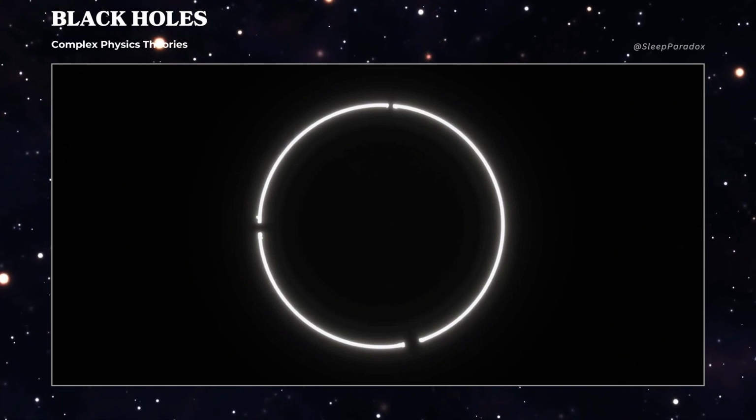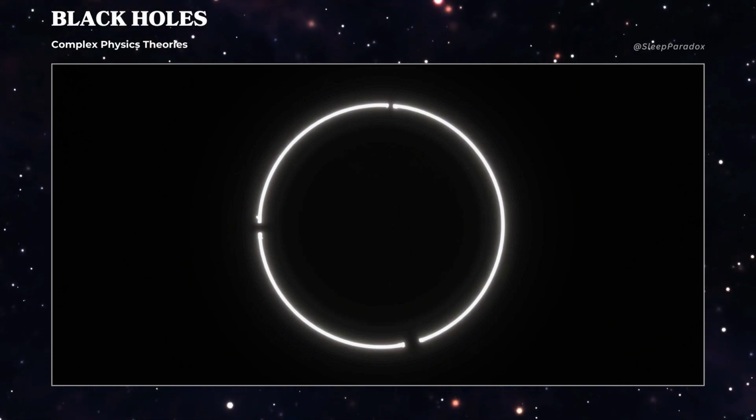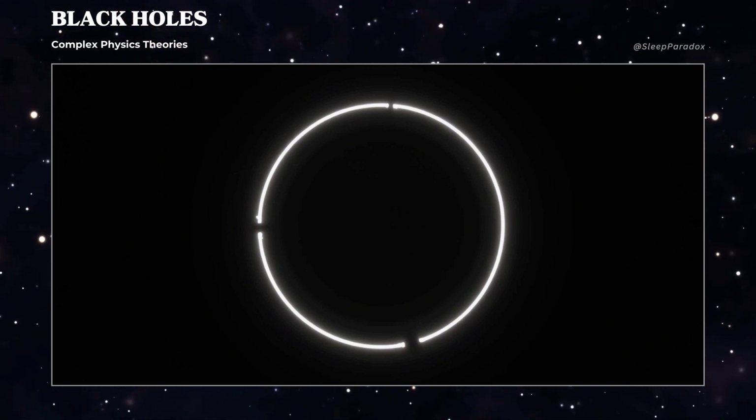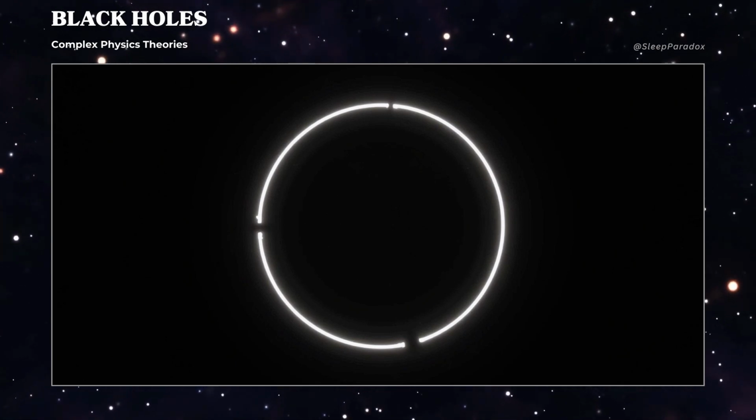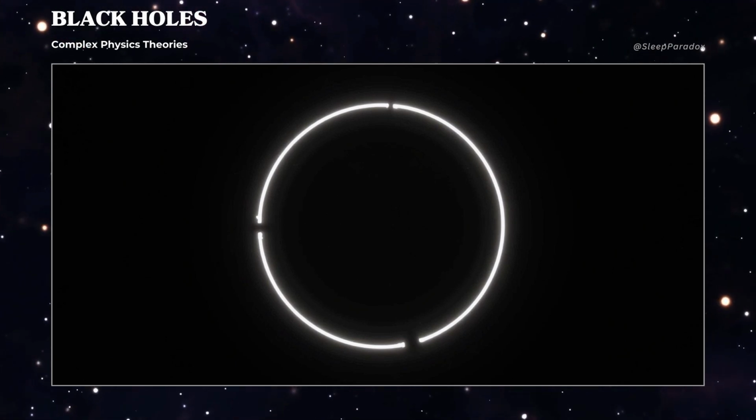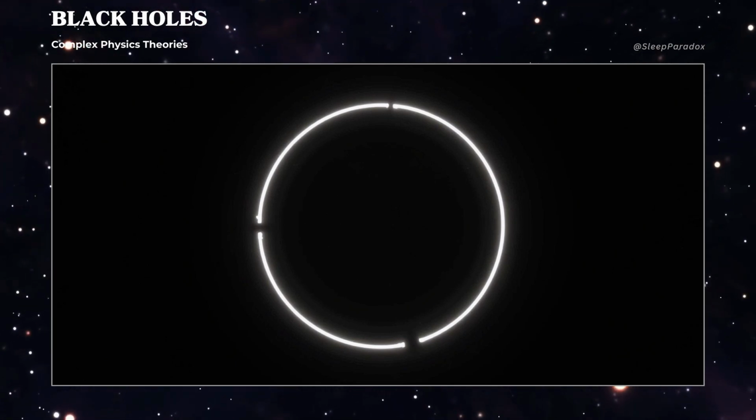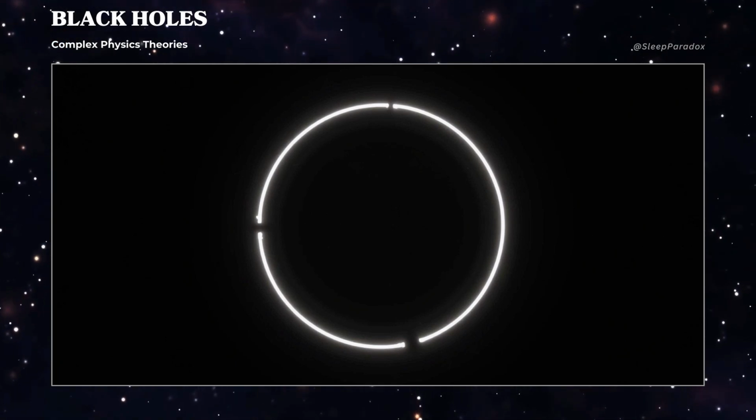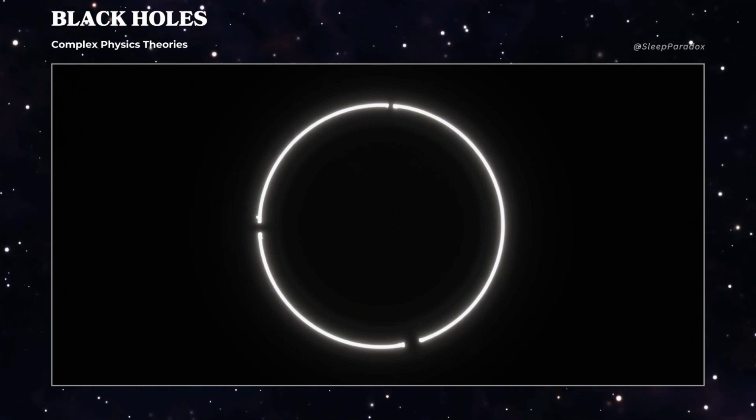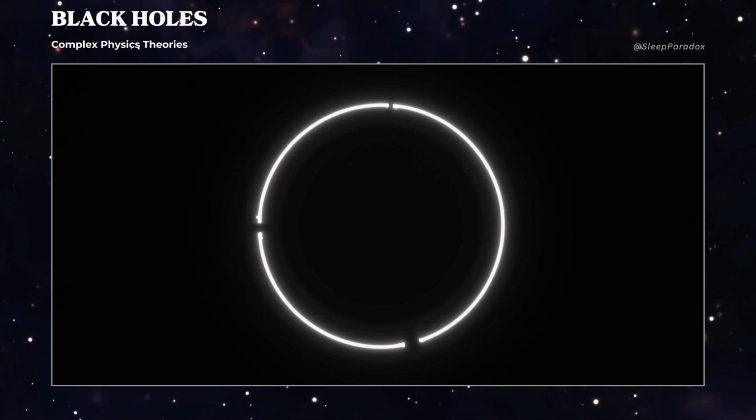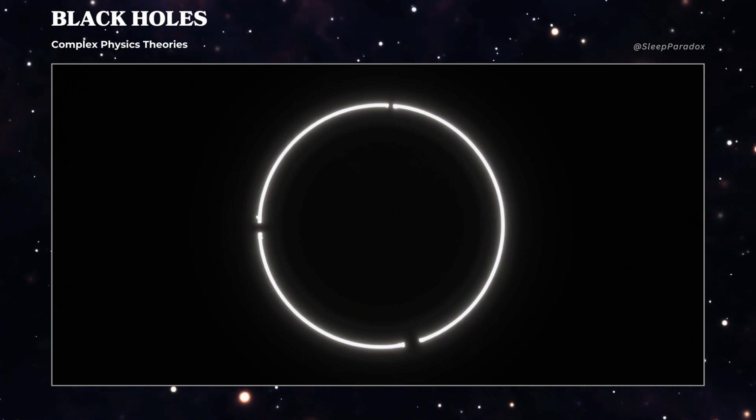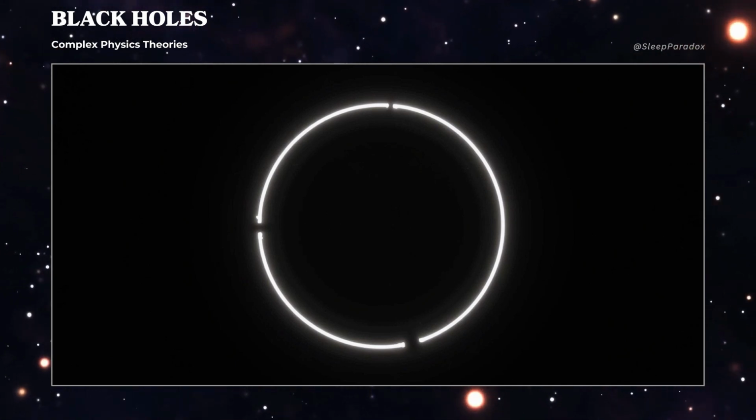Black holes also emit gravitational waves when they collide. These are ripples in space-time that travel across the universe. In 2015, the LIGO experiment detected gravitational waves from a pair of merging black holes. It was the first direct confirmation of Einstein's prediction and opened a new window into the universe.